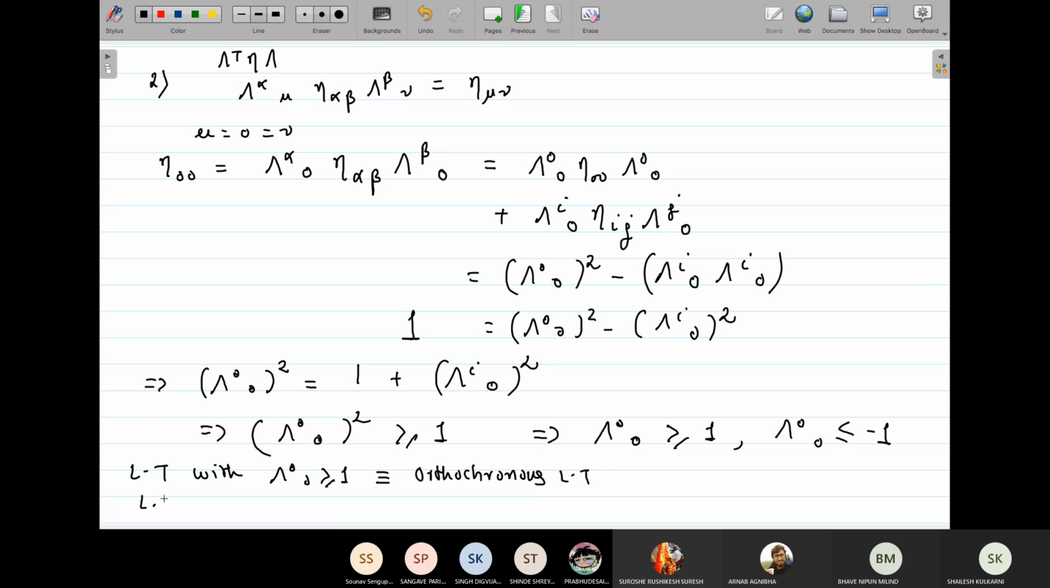And Lorentz transformations with lambda 00 less than or equal to minus 1 are called non-orthochronous Lorentz transformations.